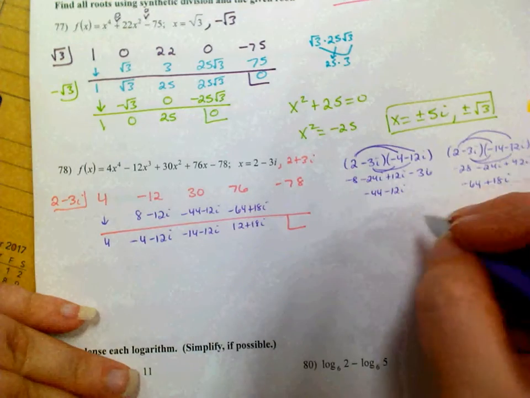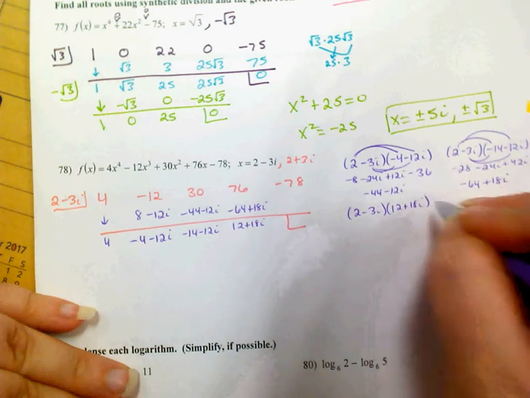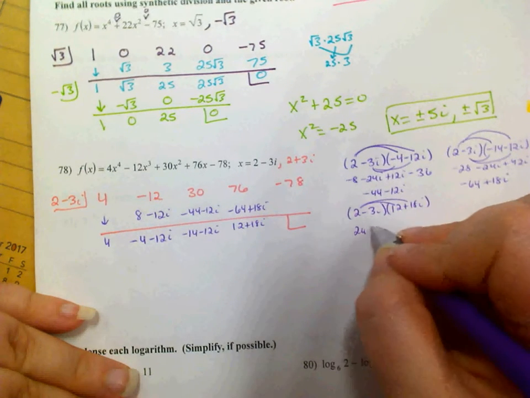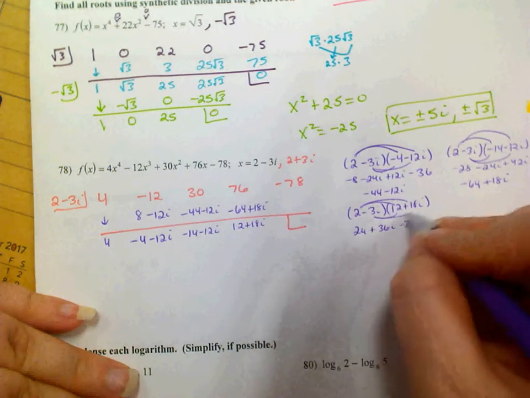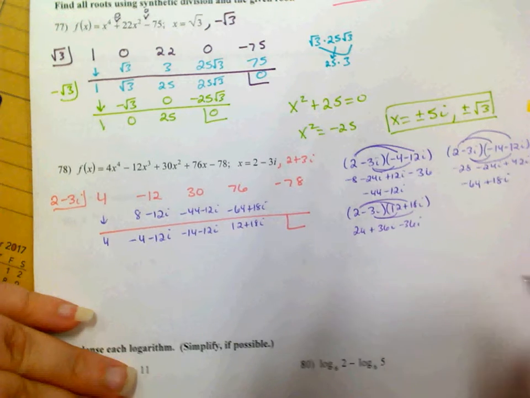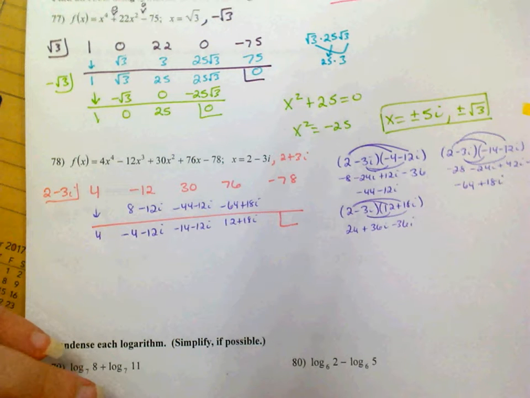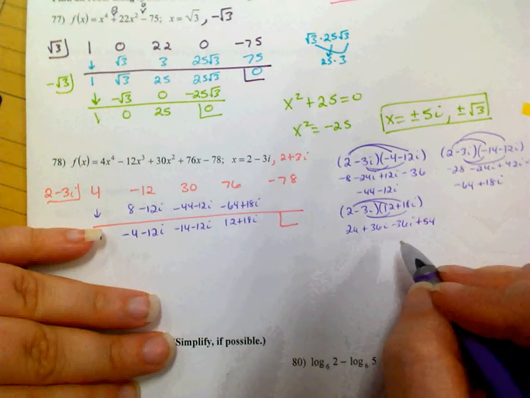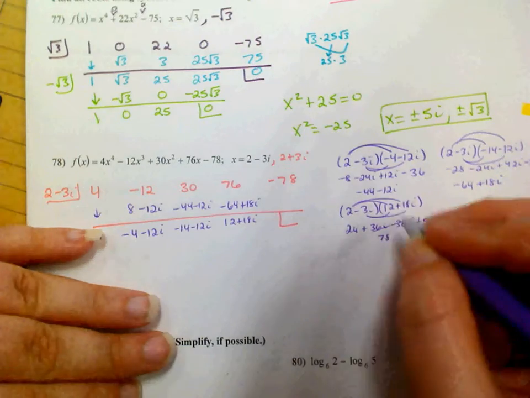So then 2 minus 3i times 12 plus 18i. So that is 24 plus 36i minus 36i. That's a good sign. And then negative 3i times positive 18i is negative 54i squared, which is a positive 54. Those two cancel each other out, and 24 plus 54 is 78. All right.